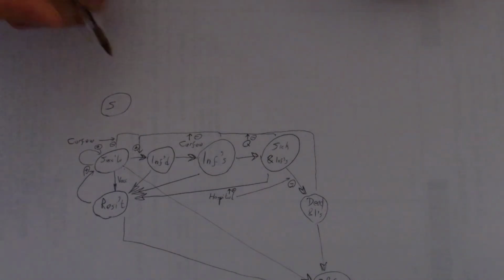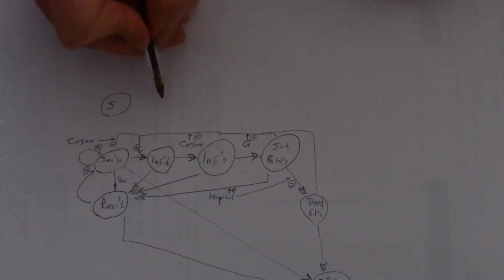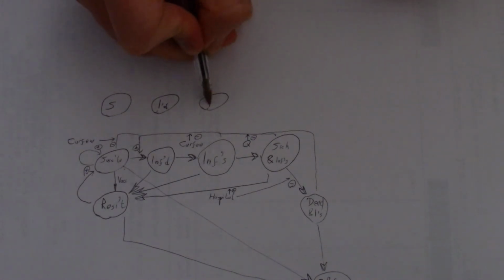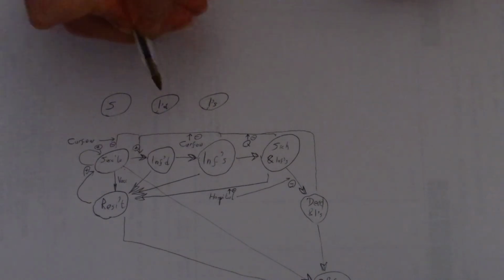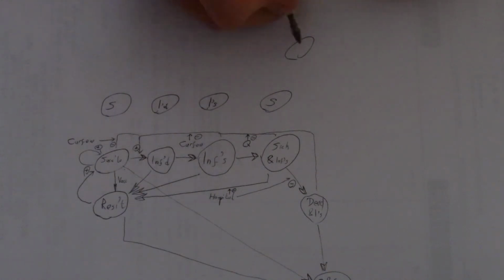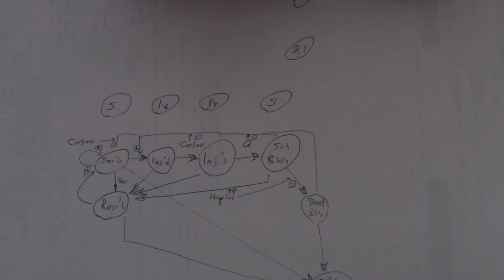But right here we have a susceptible population that can get infected and become infectious and get sick and become dead but still infectious and then become dead and gone.